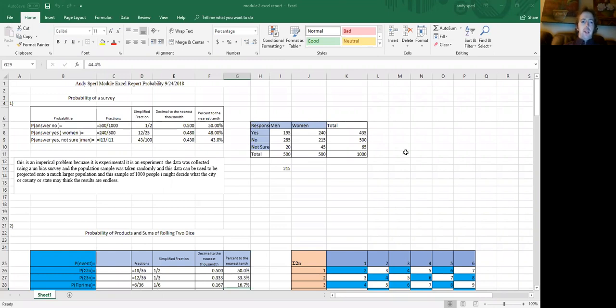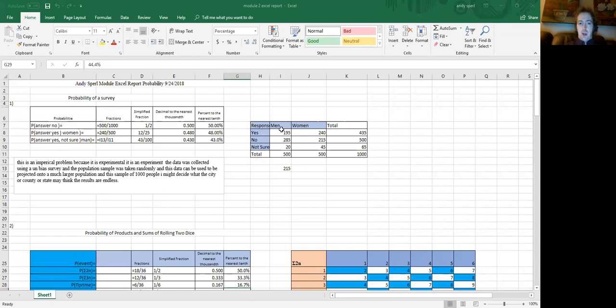Excel report probabilities, and this is an Excel report for math. What I'm going to be showing you here in the Excel report today, worked on and finished, is the probability of a survey. Here you have no, yes for women, and not sure for men. It gives you the simplified fractions, the decimal to the nearest thousandths, and the percent to the nearest tenth.